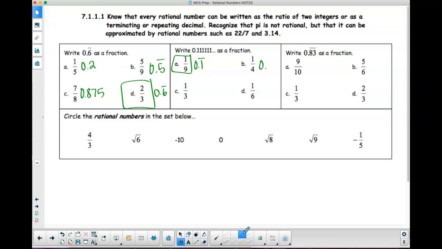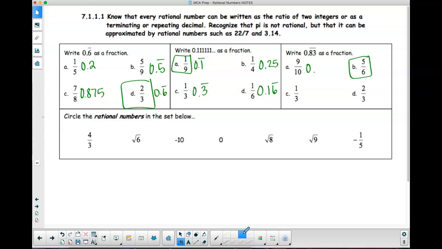1 divided by 4 is 0.25. 0.3 repeating. 1 divided by 6 is 0.16, where just the 6 repeats. Okay, so you'll have a calculator to use on the MCA test. You'll be able to do that. How about the last one? And that line, sorry, is only supposed to be over the 3. Go ahead. It would be B.